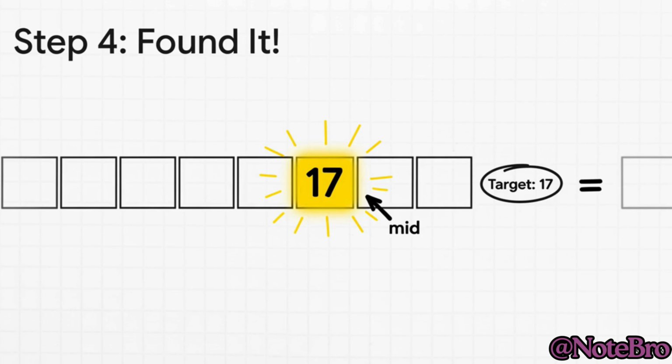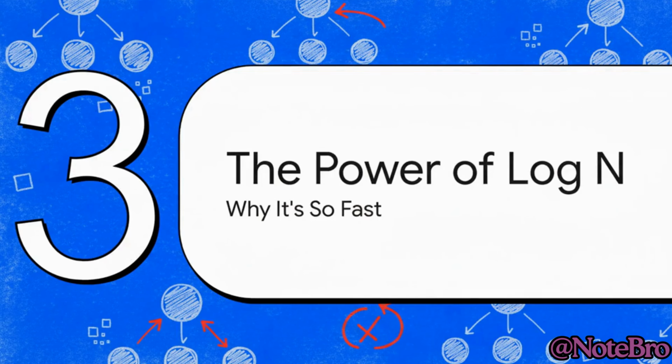We check the new middle, which is index 15, and what's there? It's 17. We got it. And that took, what, just 4 comparisons to find one number in a list of 20. Pretty amazing. So that felt fast, but I really want you to understand just how mind-blowingly fast this approach is when you scale it up.